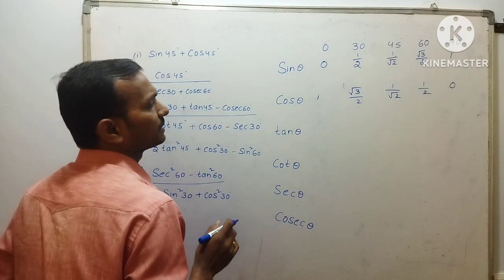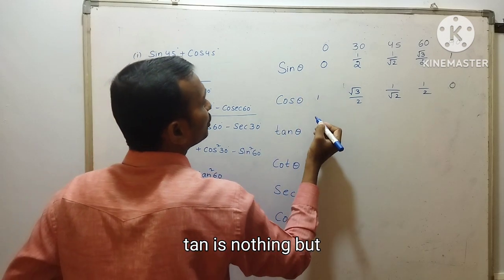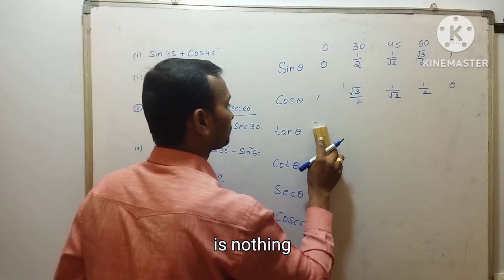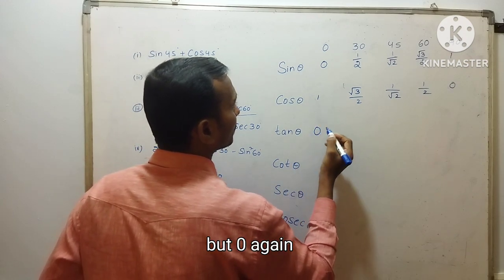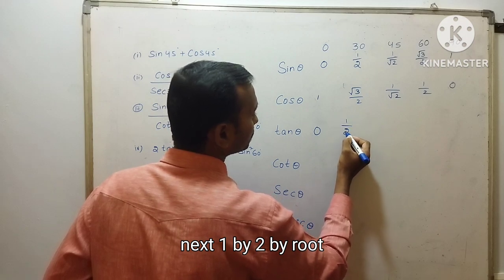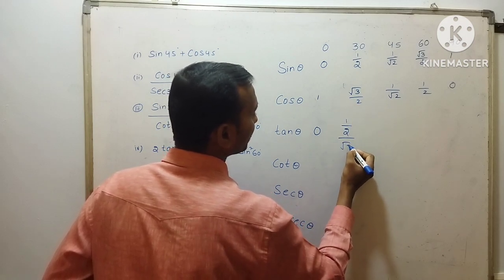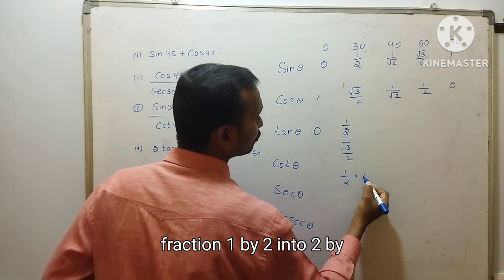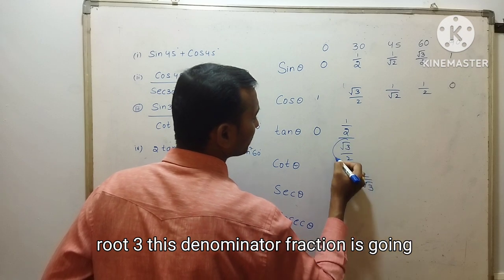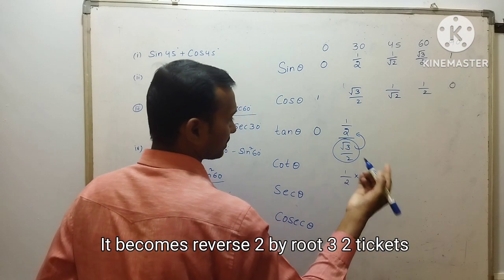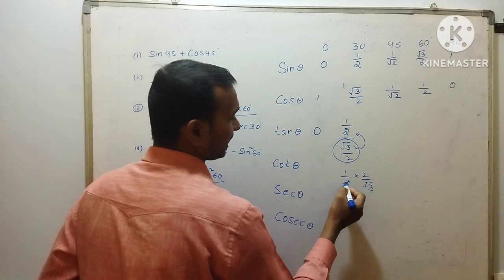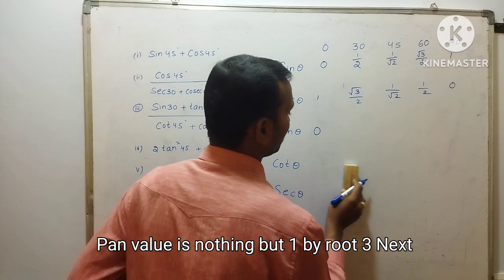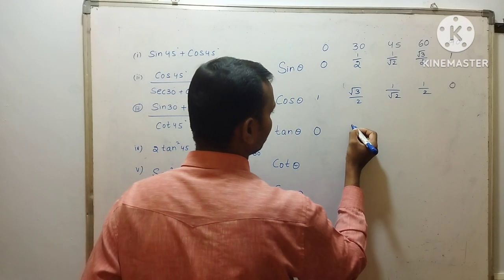Just reverse. Tan is nothing but dividing both. 0 by 1 is nothing but 0. Next, 1 by 2 by root 3 by 2. Fraction by fraction, 1 by 2 into 2 by root 3. This denominator's fraction is going to the numerator now. It becomes reverse, 2 by root 3. 2 gets cancelled. We are left with 1 by root 3. So therefore, tan 30 value is nothing but 1 by root 3.